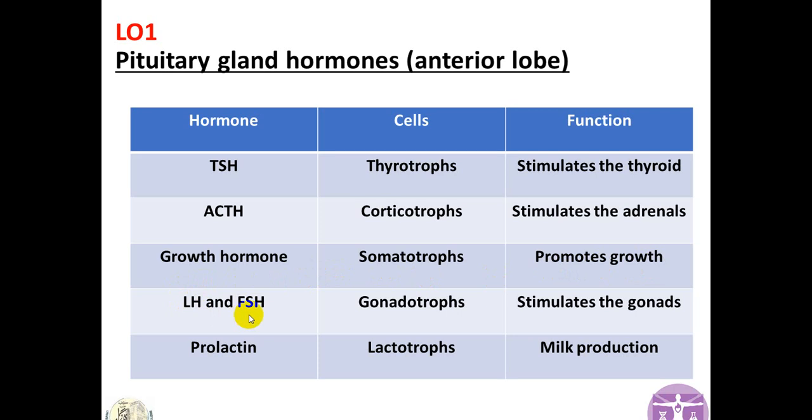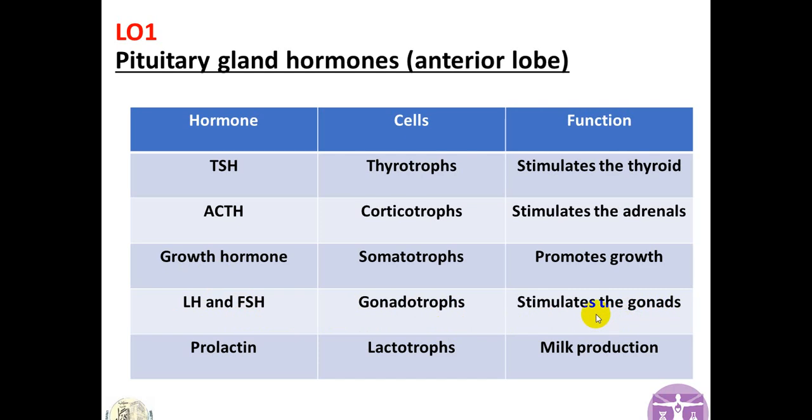And then we have two hormones called gonadotrophins. These are the LH and the FSH. The LH is the luteinizing hormone, and the FSH is the follicle stimulating hormone. These two hormones are secreted by the gonadotroph cells, and the function of the gonadotrophins is to stimulate the gonads. And by the gonads, we mean the ovaries in females and testes in males.